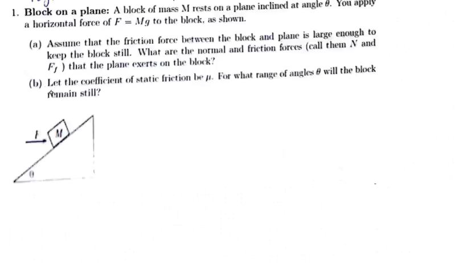Then the second part says let the coefficient of static friction be mu. For what angle theta will the block remain still? So in this case, we'll be looking for three things. The first two will be the normal and the frictional forces. The third part will be the angle. So let's repeat the diagram.